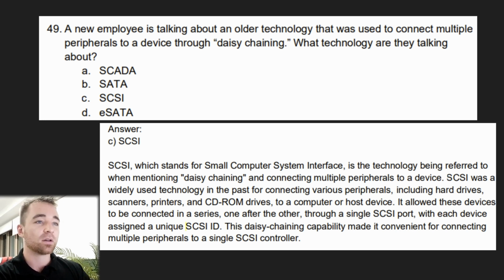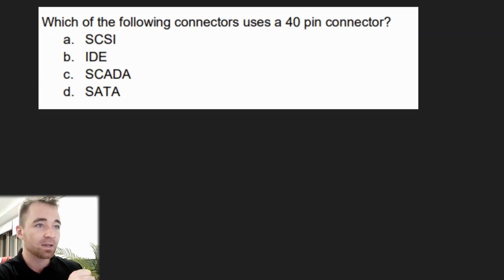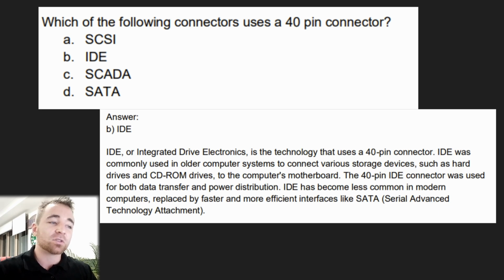So make sure you know the stuff about all of those cables. Next question. Which of the following connectors uses a 40-pin connector? A, SCSI, B, IDE, C, SCADA, or D, SATA? Pause the video if you need to. Your answer in 3, 2, 1. IDE. So again, we talked about that. You will unfortunately need to know how many pins each connector uses.